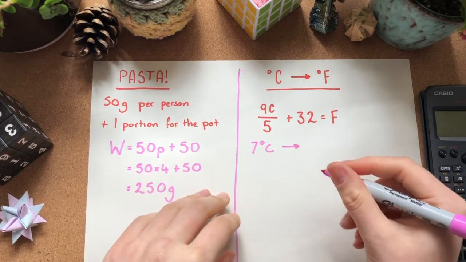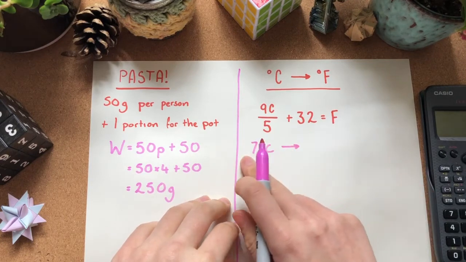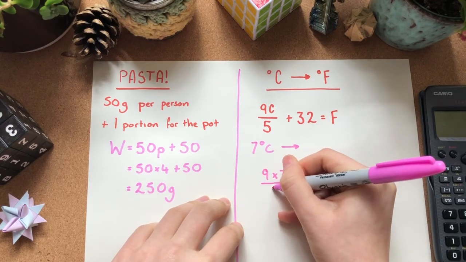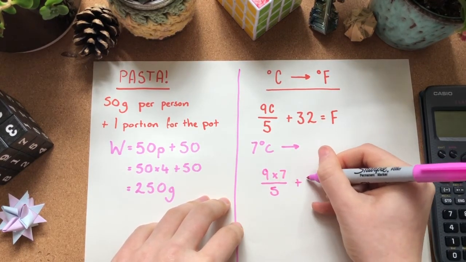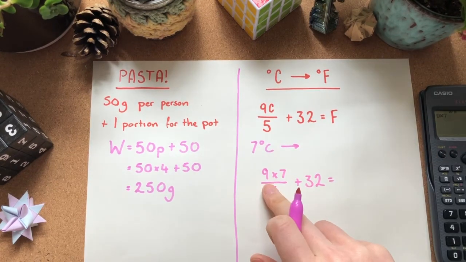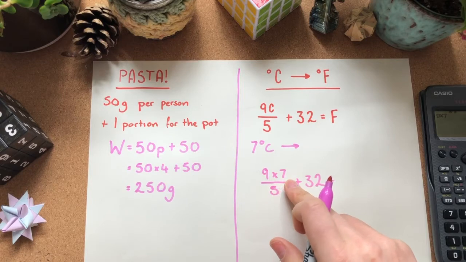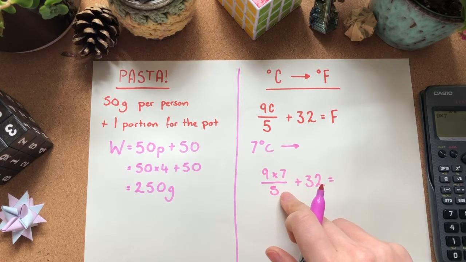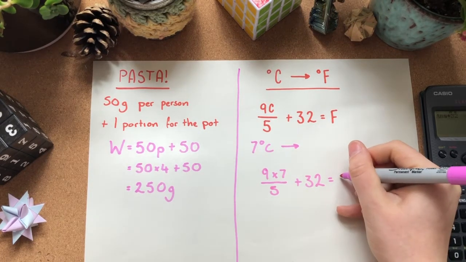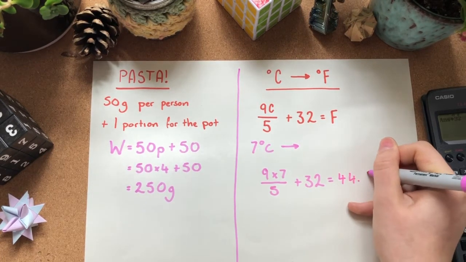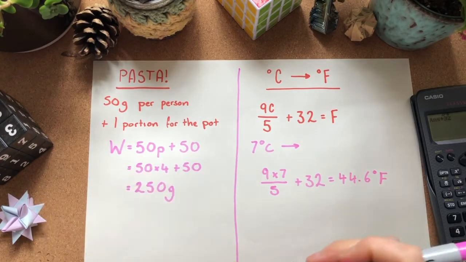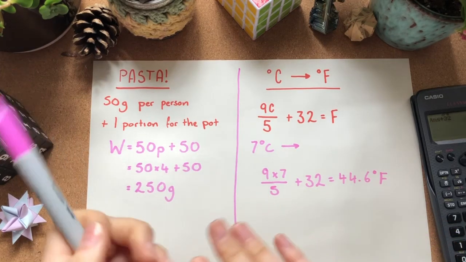Okay, let's substitute in. So I'm going to take C out, and I'm going to put 7 in its place. So I'm going to have 9 times 7 over 5 plus 32. And let's find out what that gives me. So 9 times 7 is 63, and then if I divide that by 5, it'll give me 12.6, and then I'm adding 32 for a nice 44.6 degrees Fahrenheit.